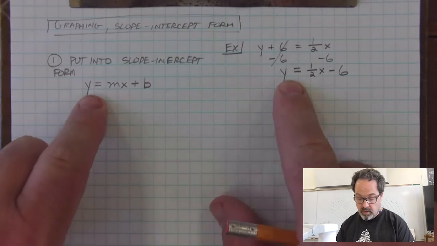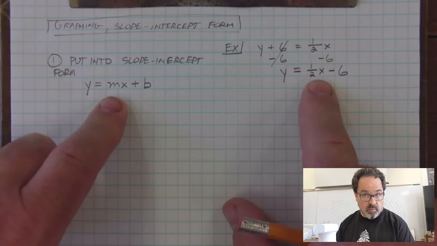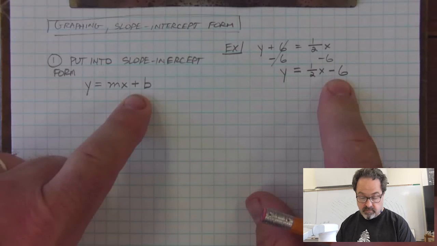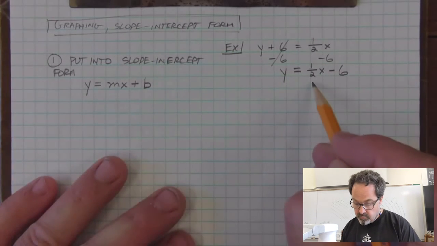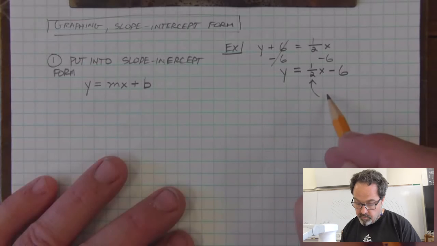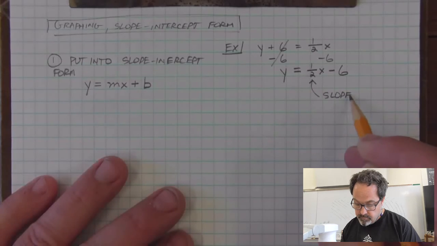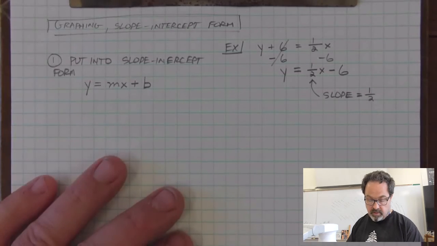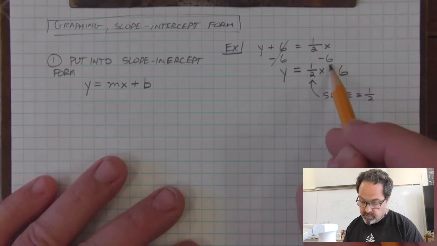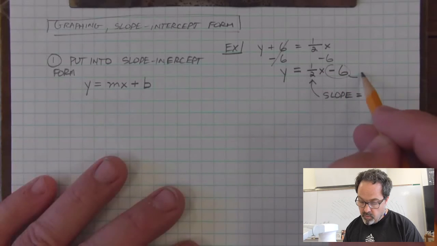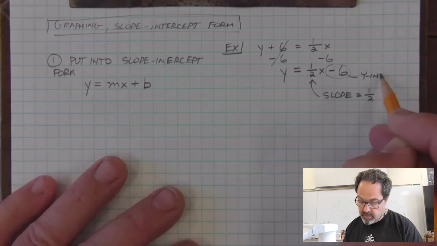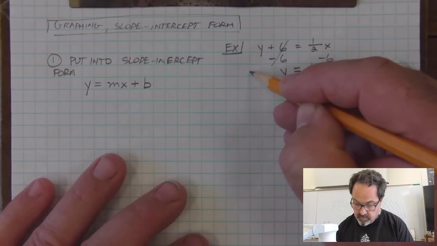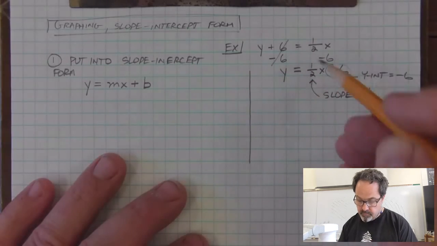y is equal to a number times x, in this case 1/2, plus or minus another number, in this case I'm subtracting 6. So in this equation, the number that's multiplying x is the slope, and the slope of this equation is 1/2. The number that I'm adding or subtracting is the y-intercept. I could abbreviate it y-int, and that's equal to -6. Once I've identified these numbers, I can go straight to graphing.